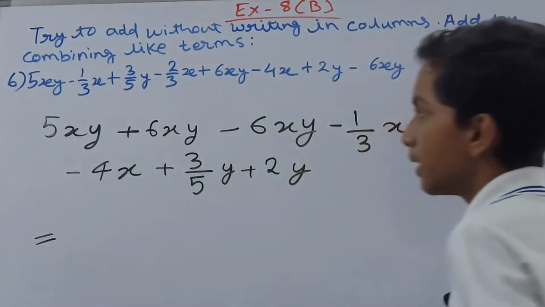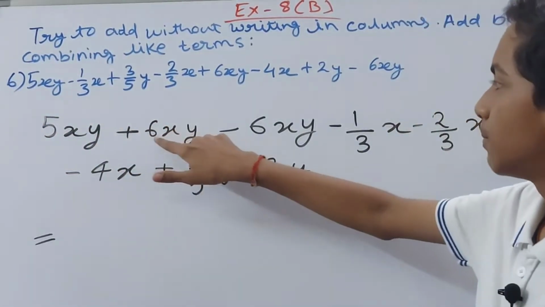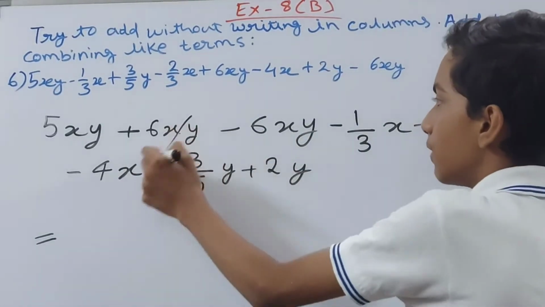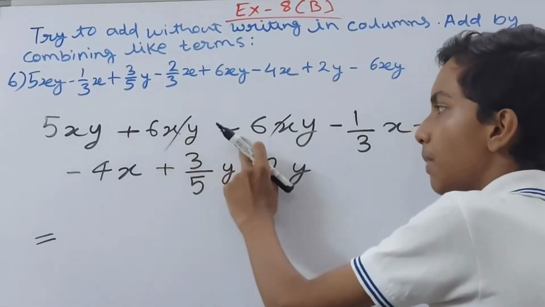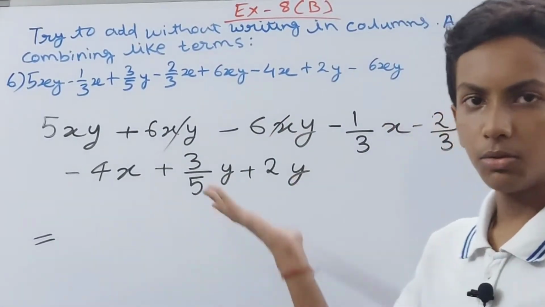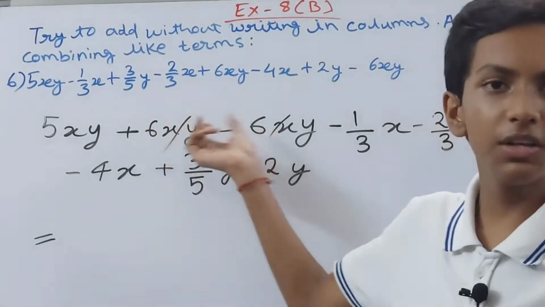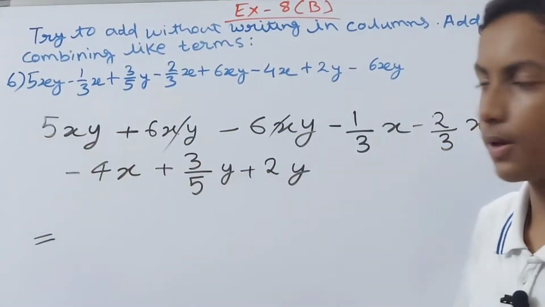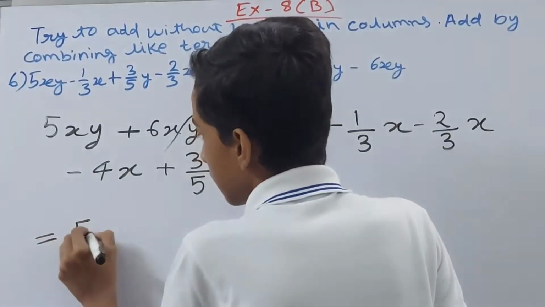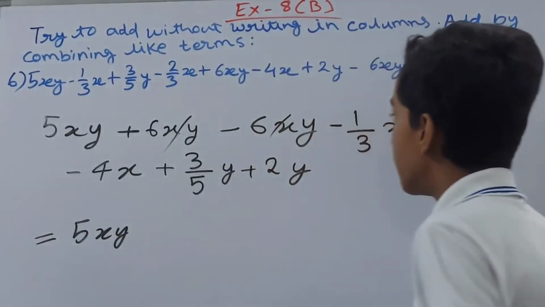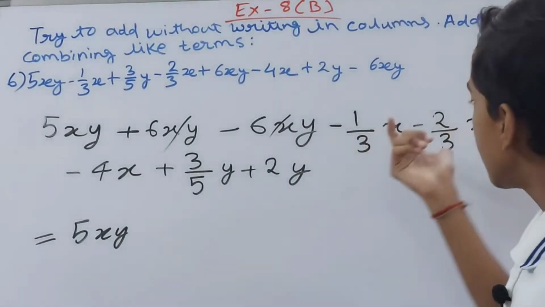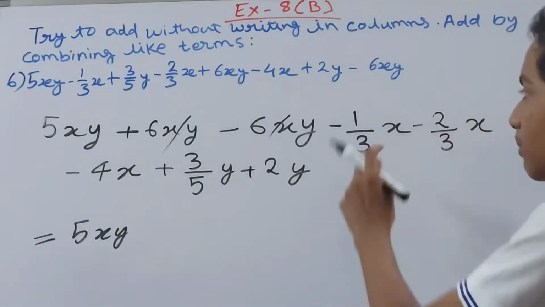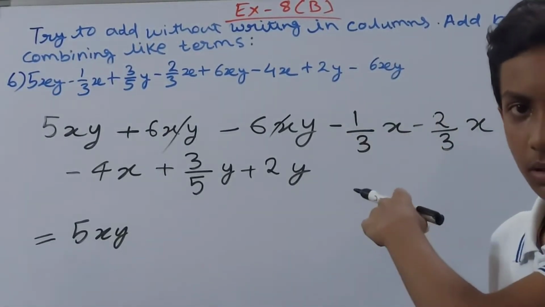Let us solve this. 5xy, and this plus 6xy minus 6xy you can cut, because plus 6 minus 6 is 0, so it has no value and we don't even have to write the variable. So what is left? 5xy. We write this down, 5xy, then minus 1 upon 3x, and then minus 2 upon 3x. In this also, minus 1 minus 2 is minus 3 upon 3x.